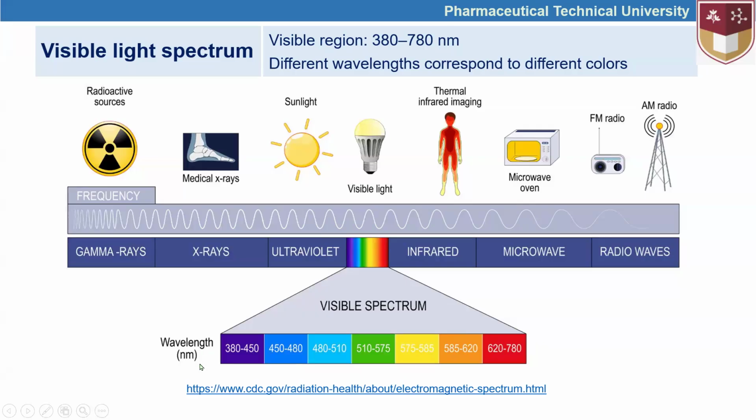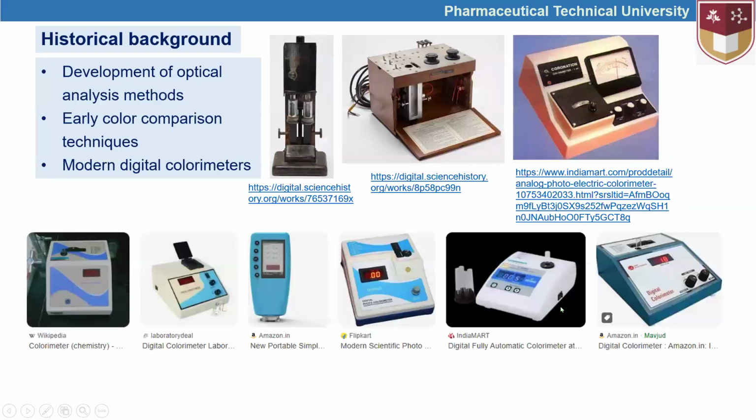Let me remind that the visible spectrum widens from 380 to 780 nanometers. In some cases, we can say from 400 to 800 nanometers. Again, that 20 nanometer difference is not something significant. This is the visible spectrum that is used for colorimetry analysis.